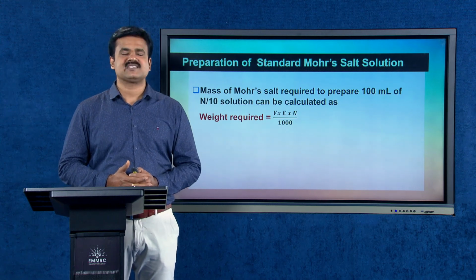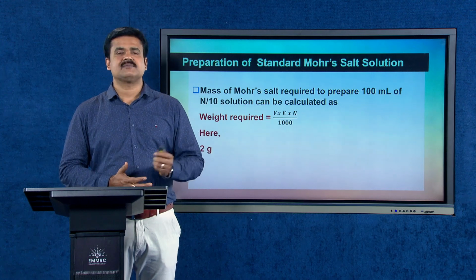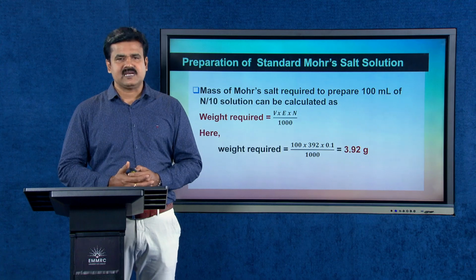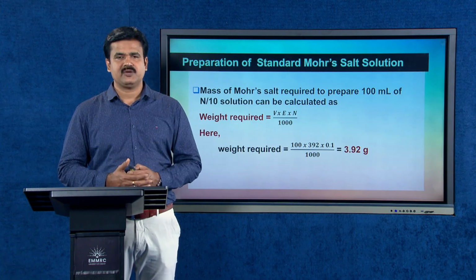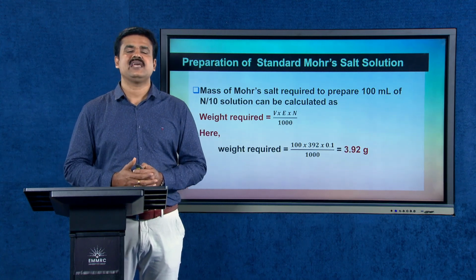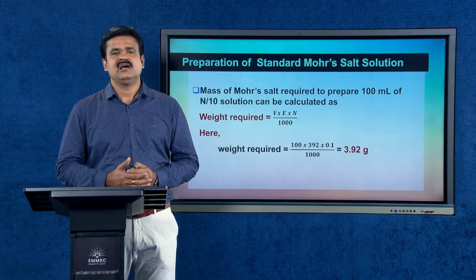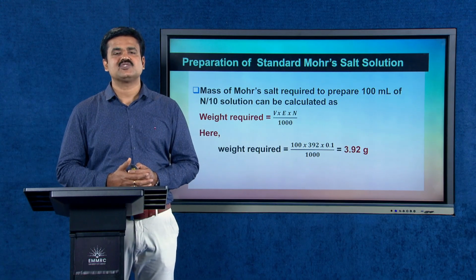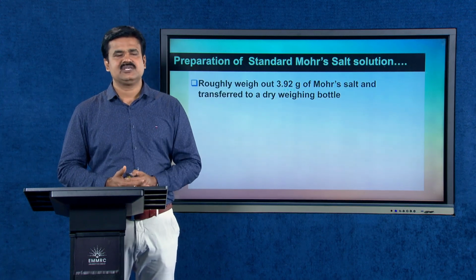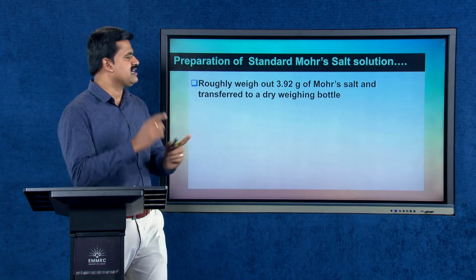As you know, V represents the volume, E represents the equivalent weight, and N represents the normality. On substituting, the volume is equal to 100 ml, equivalent weight is equal to 392, and normality is equal to 0.1. The three are multiplied and divided by 1000 to get a mass of 3.92 gram. That means the amount of Mohr's salt required to prepare 100 ml of 0.1 normal solution will be equal to 3.92 gram.